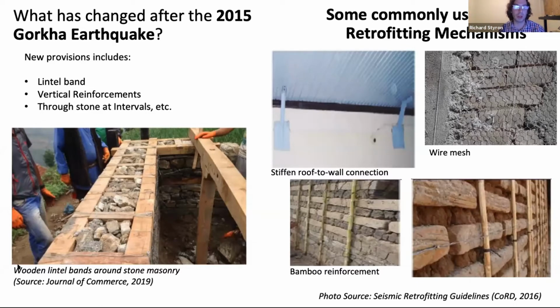For retrofitting, there's more stiffening of the roof to wall connections. There's wire mesh around a lot of the brick and mortar construction. There's bamboo reinforcement of a lot of walls as well. And so these are relatively inexpensive techniques that can really help stabilize buildings during ground shaking.